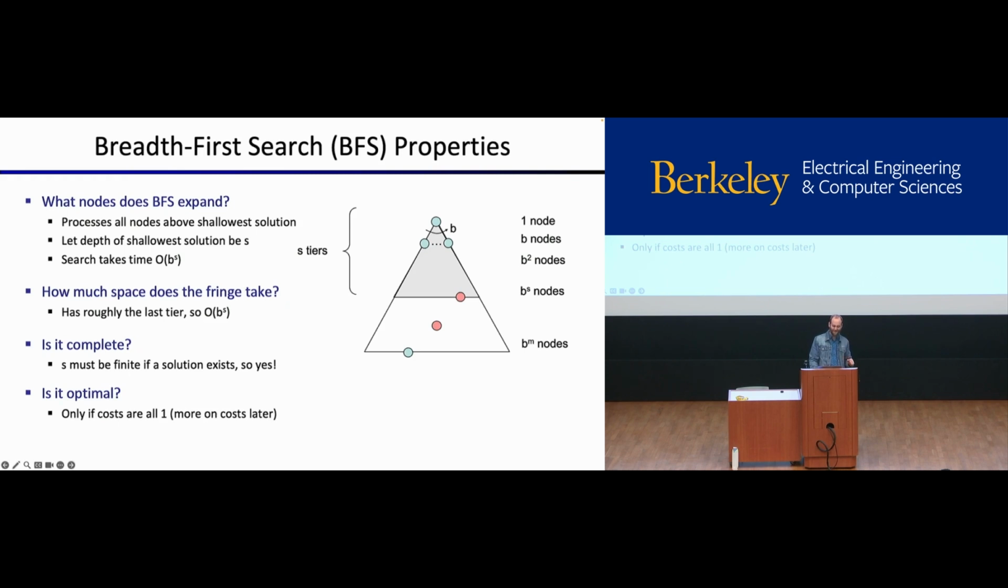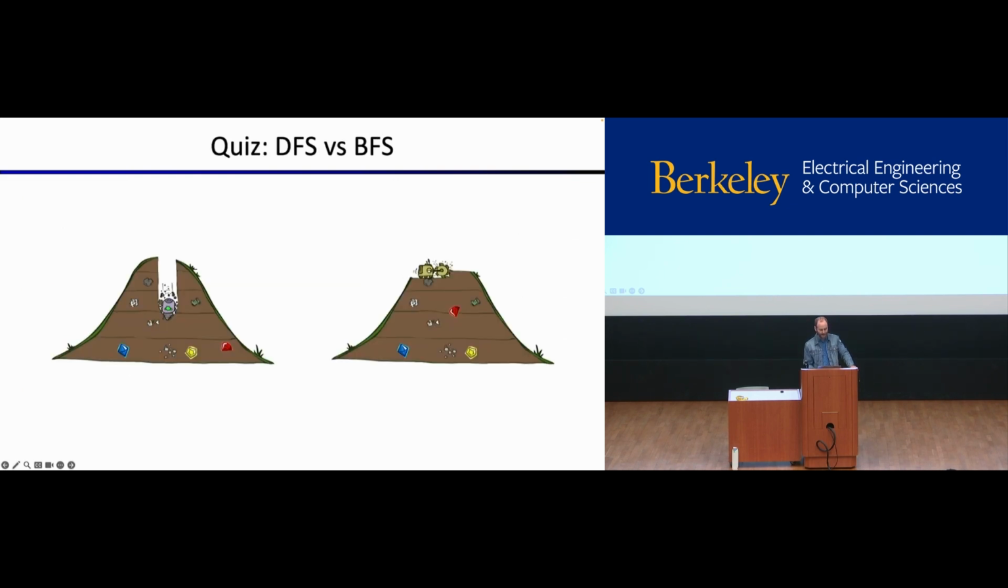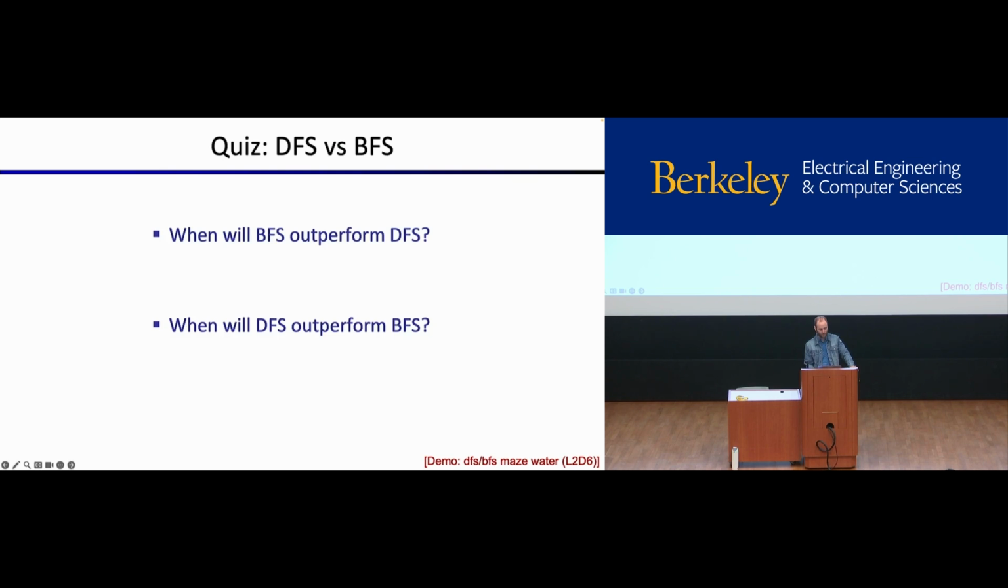Sorry, there's that caveat. If all the costs are 1, so if you're just minimizing the number of actions that you're taking. If some actions are way more expensive than others, obviously this algorithm is not doing anything to take that into account. Okay, so here's a little quiz for when you might prefer depth first search or breadth first search. Someone give me an example of either of these.